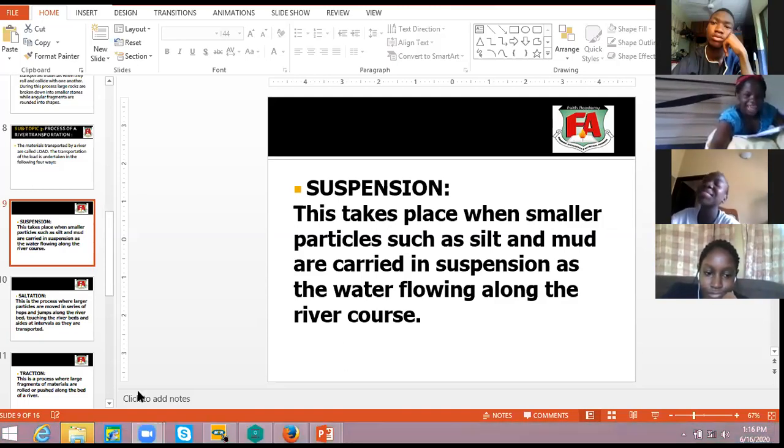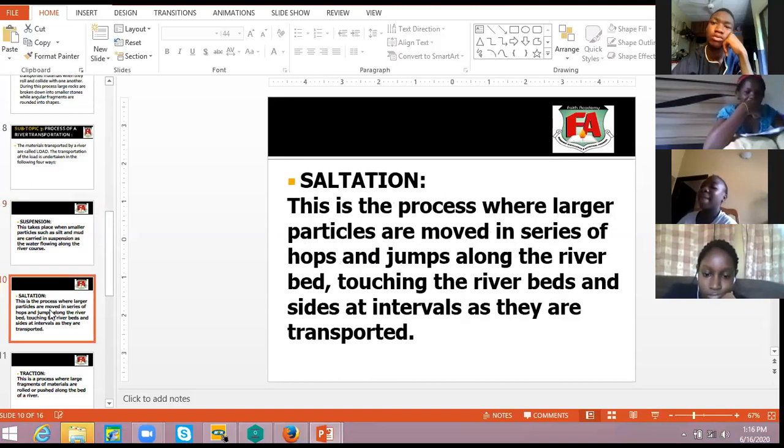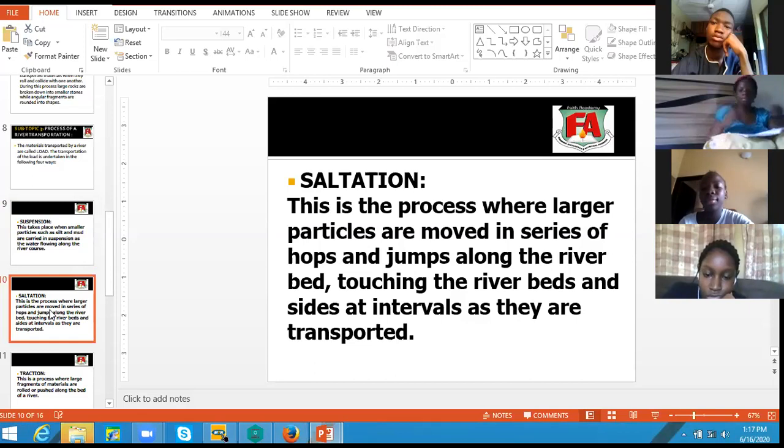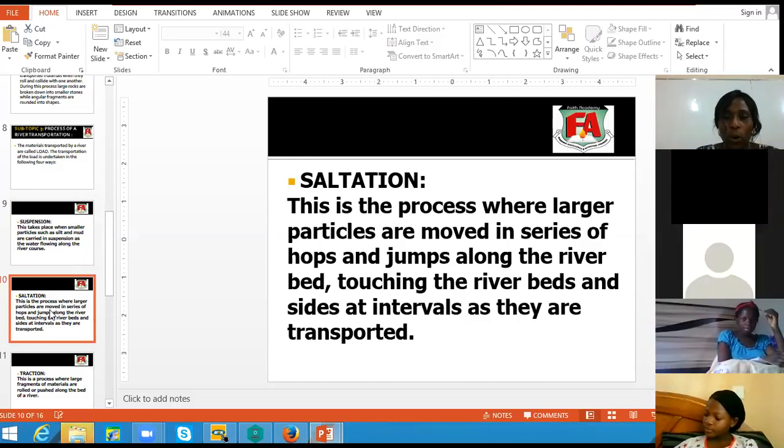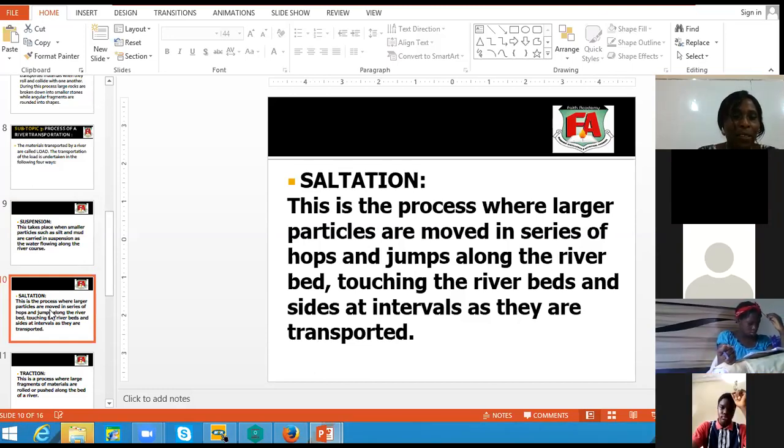Good. The next one we have is saltation. Saltation is the process where large particles are moved in a series of hops or jumps along the river bed, touching the river bed and sides at intervals as they are transported. Please, class, I want somebody to explain hops for me. I have explained it earlier. I want to know if you understand what I mean by hops. Yes.